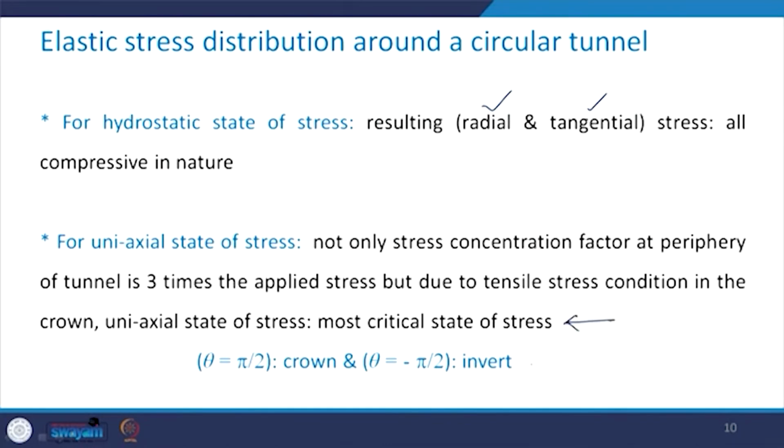So, once again here I have given for your ready reference what we mean by the crown of a tunnel and invert of the tunnel. So, if this is the tunnel and you have these axes like x and y, so here this theta we are measuring from this direction. So, when theta is equal to 90 degree, then this is the crown, and when theta is equal to minus pi by 2, which is this point, this is going to be the invert of the tunnel.